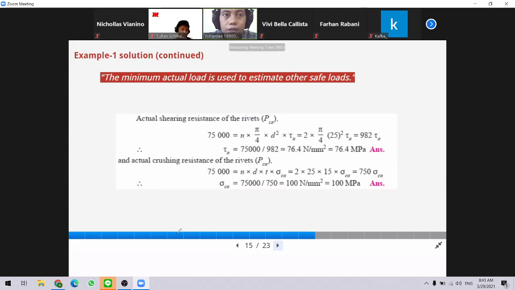And this is for the shearing stress occurring in the rivet. And this is the crushing stress in the rivet and in the plate.